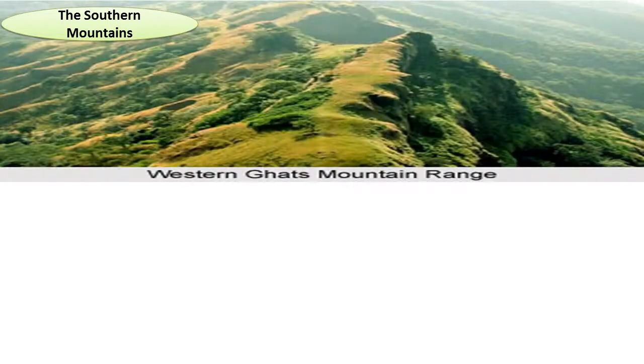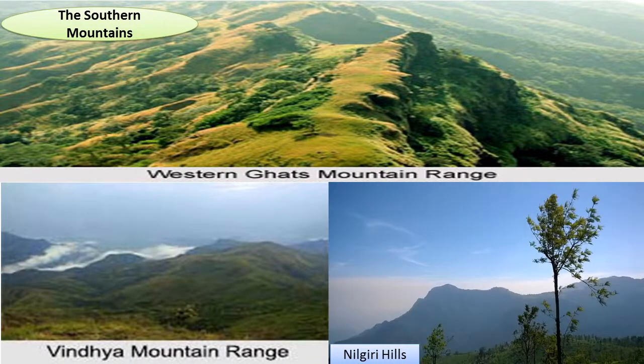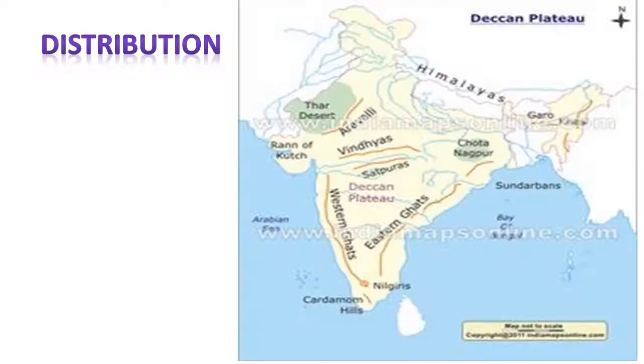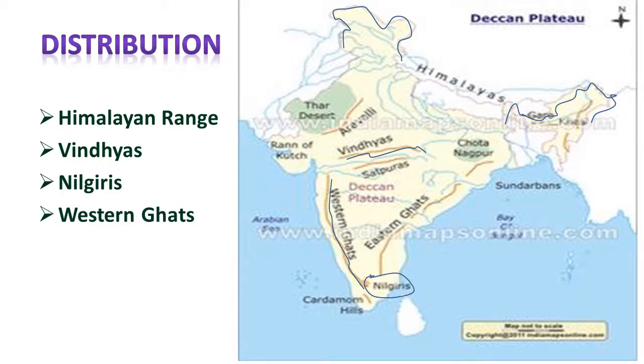The southern mountain forest. In Peninsular India, the mountain forests are found in three distinct regions, such as the Western Ghats, the Vindhyas, and the Nilgiri Hills. All these regions are close to the Tropic of Cancer, and the height of these hills is about 1500 meter above the sea level. Distribution of mountain forest. These forests are found in the Himalayan ranges, the Vindhyas, the Nilgiris, and the Western Ghats.